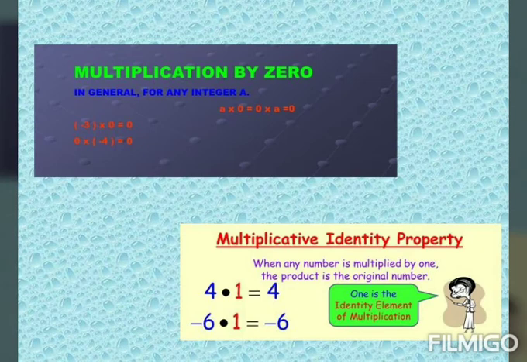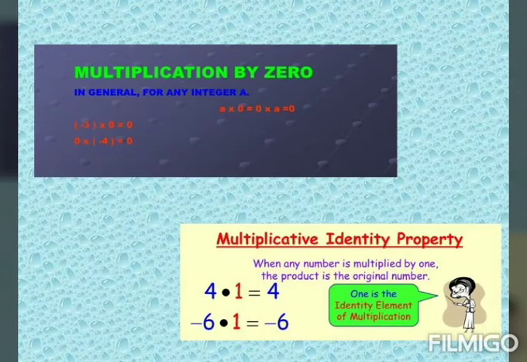Next, multiplication by 0. We know that any number multiplied by 0 is 0. It is also true for integers. Any integer multiplied by 0 gives the product 0. Minus 5 into 0 is 0. Minus 20 into 0 is 0. 50 into 0 is also 0.